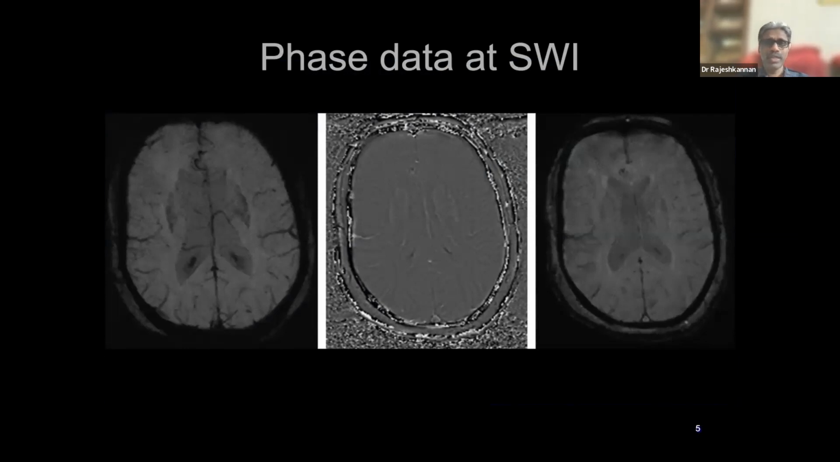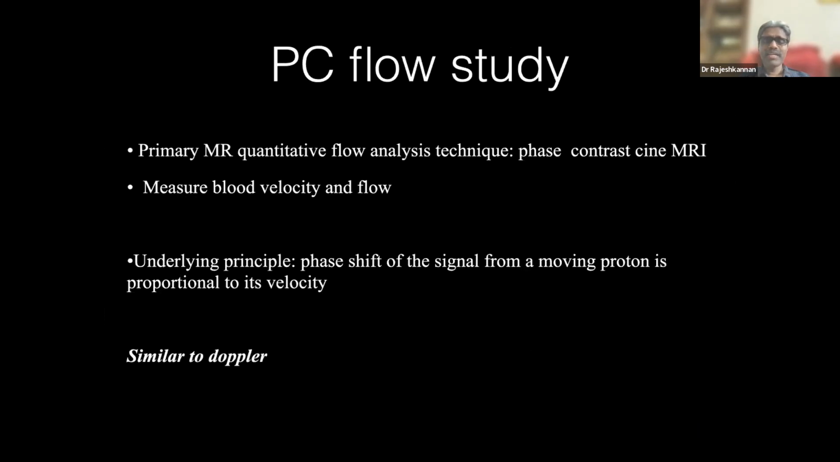One very well known pulse sequence is the so-called susceptibility weighted imaging. In most of the new generation susceptibility weighted images, we can actually extract the phase component of the image. We can get both the phase data and the magnitude data, and now we are using this data to differentiate calcium versus hemorrhage.